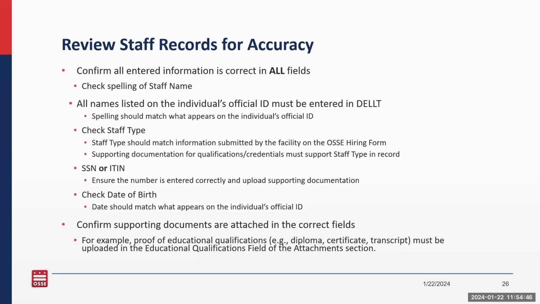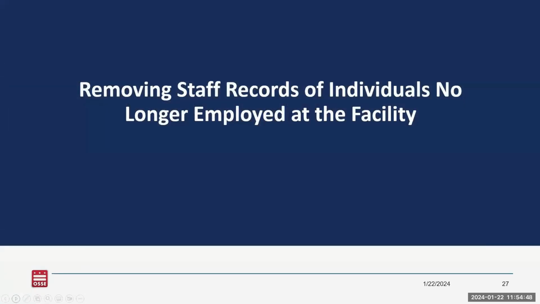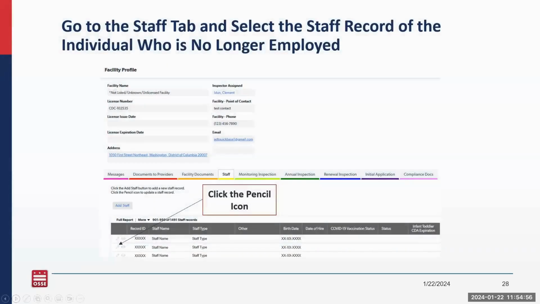Next slide. Removing staff records of individuals no longer employed at the facility. Next slide, please. Go to the staff tab and select the staff record of the individual who is no longer employed. Then you're going to click the pencil icon next to the employee who is no longer employed.